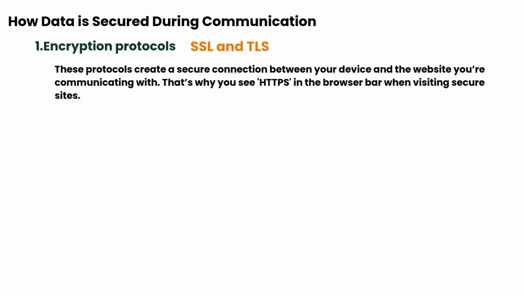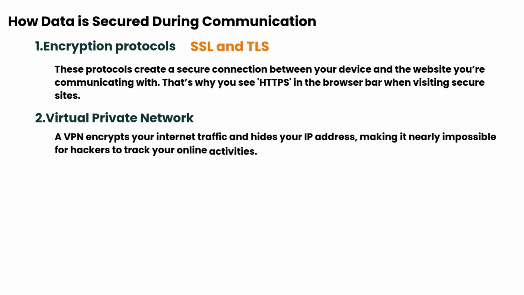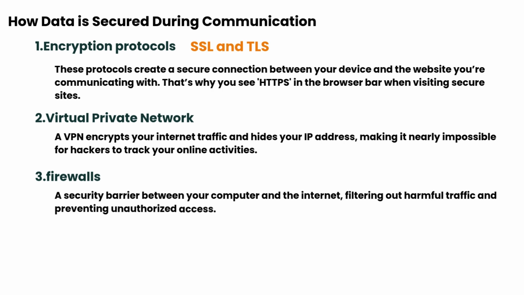Another tool is the VPN, or virtual private network. A VPN encrypts your internet traffic and hides your IP address, making it nearly impossible for hackers to track your online activities. Finally, you've got firewalls, essentially a security barrier between your computer and the internet, filtering out harmful traffic and preventing unauthorized access.